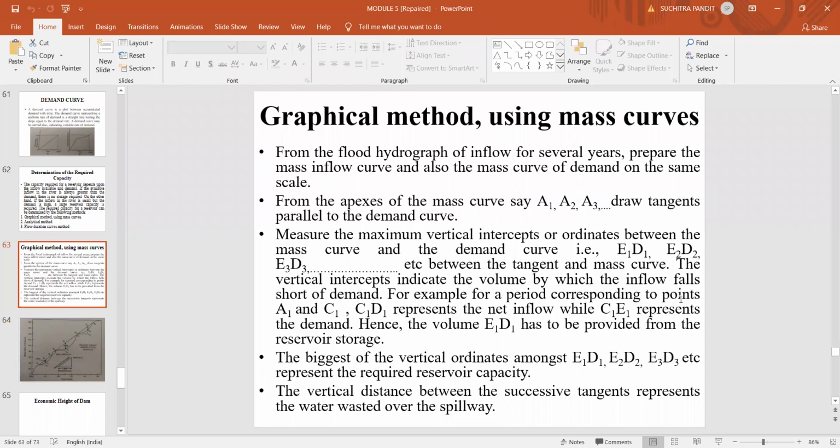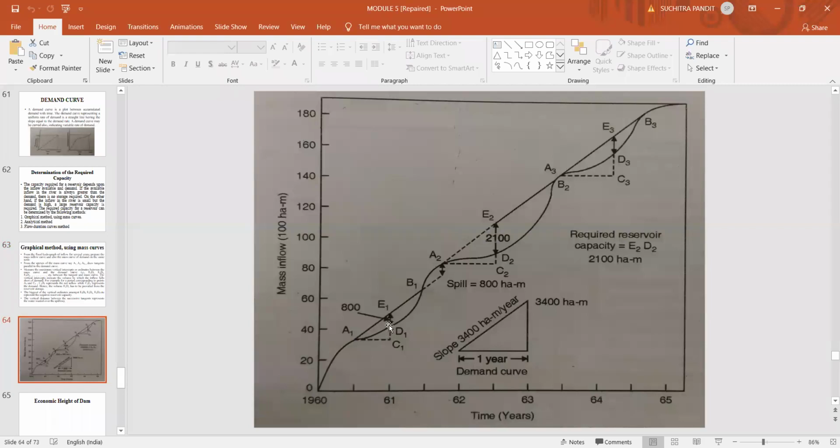For a period corresponding to points A1 and C1, C1, D1 represents the net inflow, while C1, E1 represents the demand. Hence, the volume E1, D1 has to be provided from the reservoir storage. Here, C1, E1 is the net demand, whereas C1, D1 is the net inflow into the reservoir, and E1, D1 is the required demand. So this has to be supplied from the reservoir.